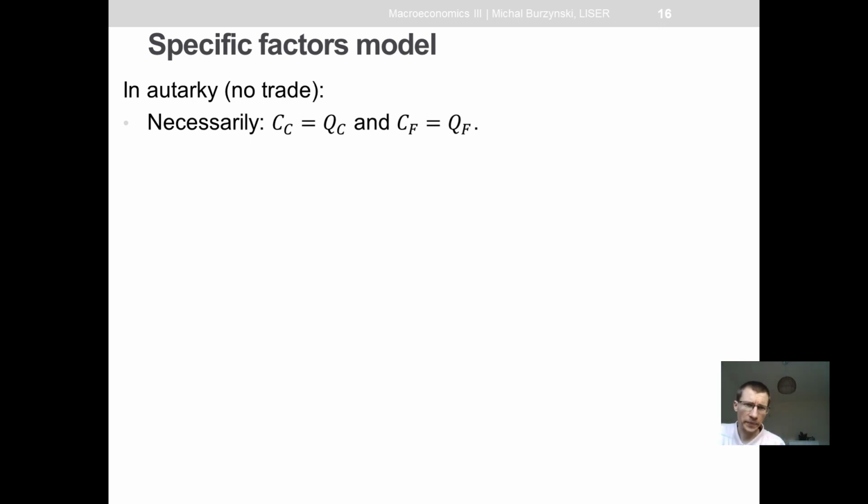So in autarky, what happens? Well, necessarily, the situation is very simple. What you produce is what you consume. You cannot consume more than you produce. You cannot produce more than you consume. And this is true for both sectors, for clothes and for food. Of course, you don't have international trade. What you produce is exactly what you consume, whatever prices, okay? The end of the story in terms of no trade scenario.